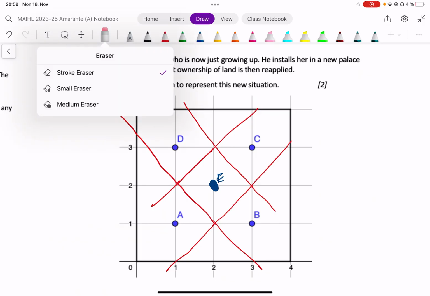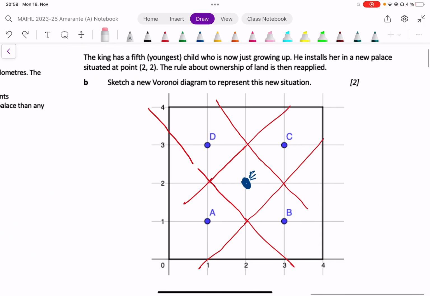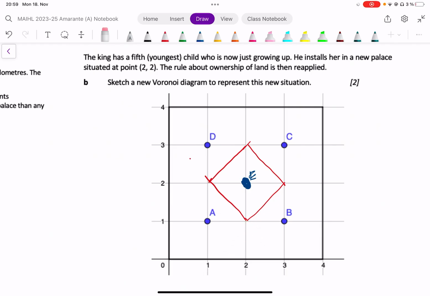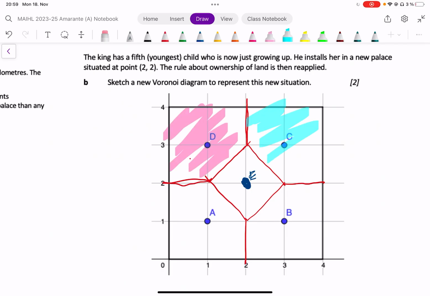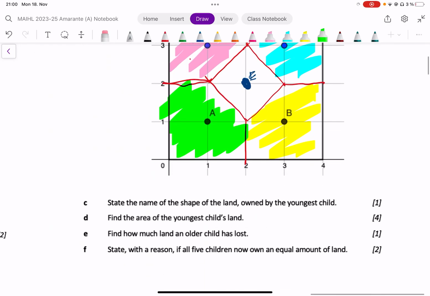But what I can do, I need the other eraser. Right, so what I'm actually finding is these pieces. And I can take away some of these lines to make it easier to see that this shape is the only part that's closest to E. And then the Voronoi diagrams continue up like this to split up their regions. So I have these regions. I don't need to shade them all, but I have that one, that one, that one, that one, and then the white one in the middle. So this represents the new Voronoi diagram. That's what you'd have to sketch.